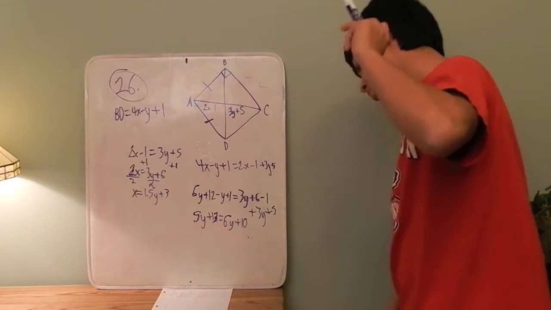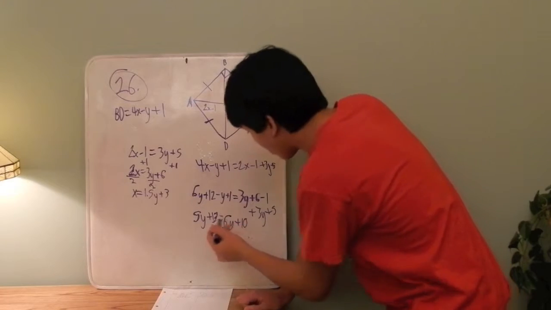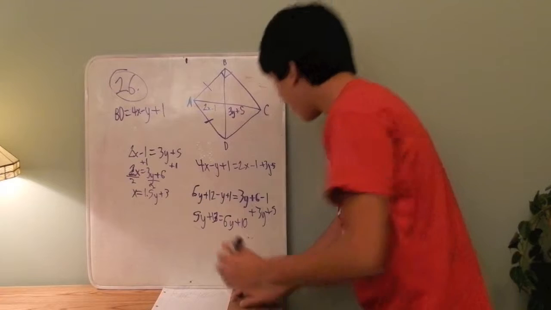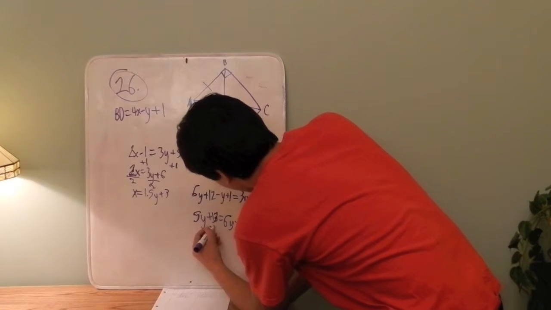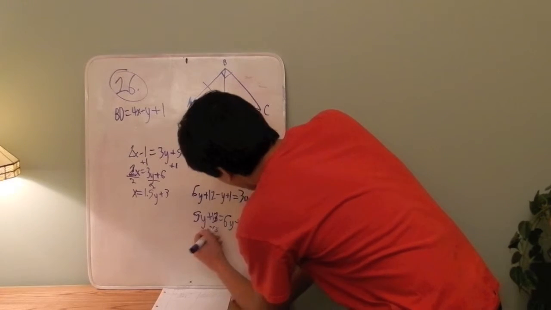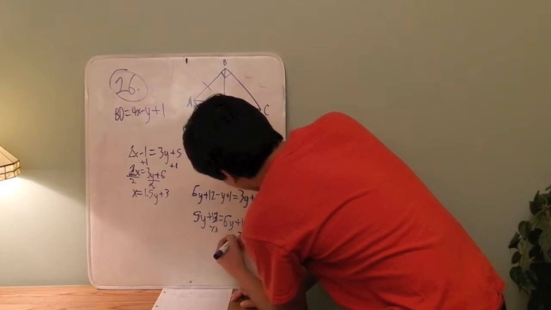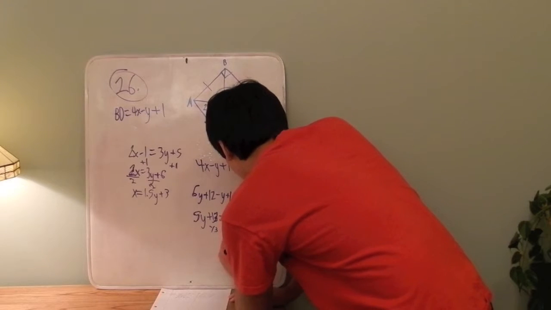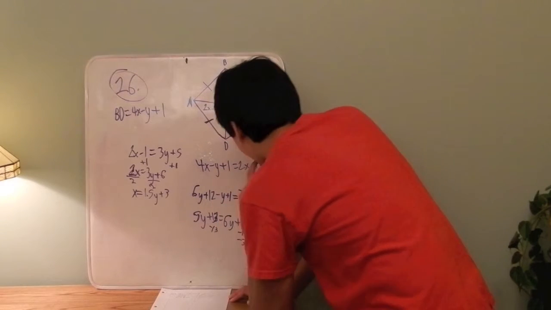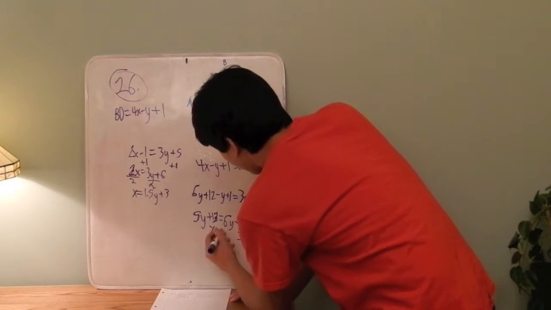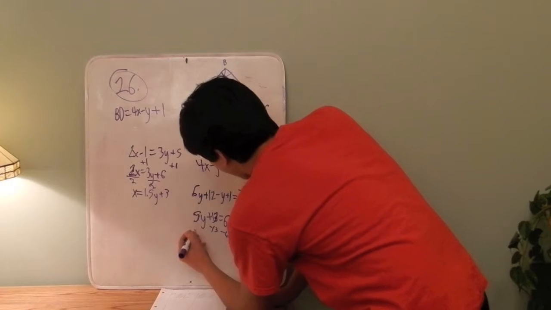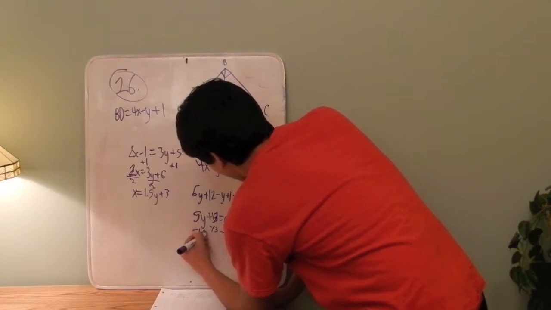So, after I get that, I isolate the variable by subtracting 13 from both sides to get -3, and then subtracting 6y from both sides to get -y.